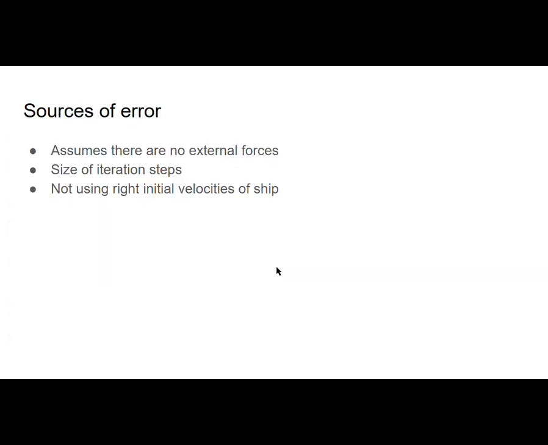Some possible sources of error from these experiments were that we assumed that there were no external forces. We also used iteration steps to find the new positions, and in doing this, we never get a 100% accurate description of the model. The smaller the iteration steps, the more accurate we can get, but there's always going to be some degree of wrongness due to the nature of the process. We also could have some issues with the initial velocity of the ship in the second experiment that could lead to some inaccuracies.